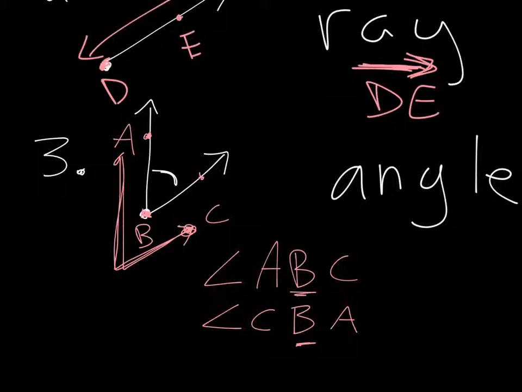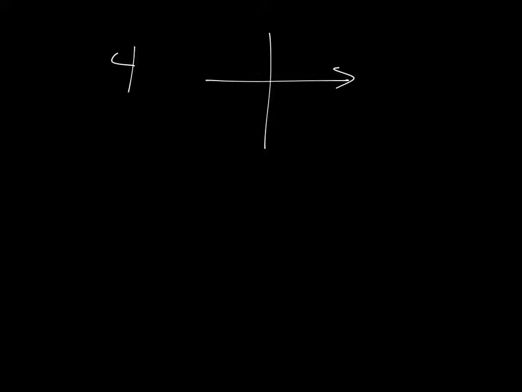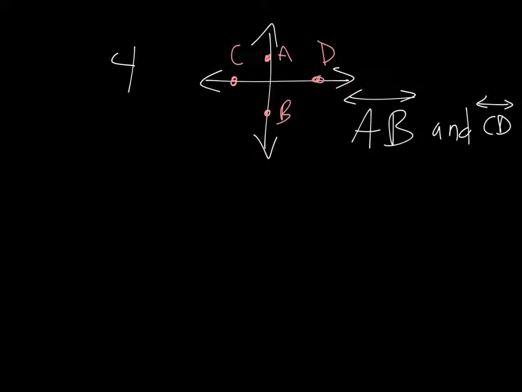Alright, number 4, 5, and 6. So number 4. What is formed by these two lines? So I have two lines here, line AB and line CD. And I would write it just like this. Line AB and line CD. What does that form? Next, number 5.